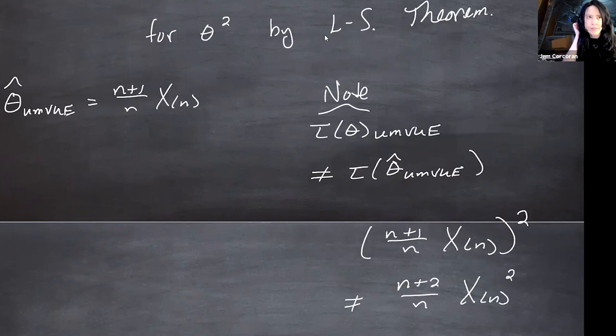So not invariant. And that's totally expected because expectations don't work like that. Like if you want to estimate mu squared for a distribution and you try x bar squared, it's not going to be quite right. So UMVUs are definitely not invariant in general.